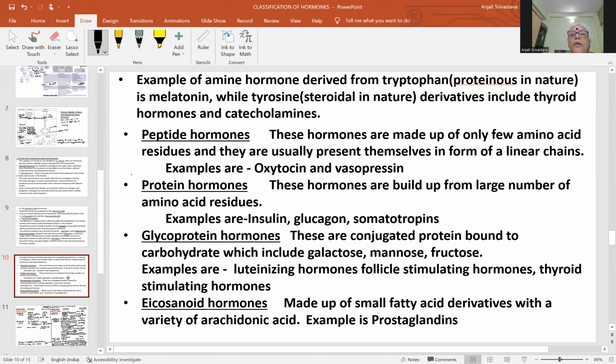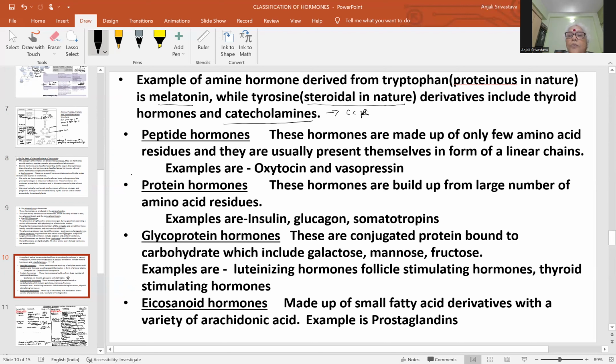The example of amino hormone derived from tryptophan is melatonin, while tyrosine derivatives include the adrenal hormones and catecholamines. Catecholamines, if you remember, we saw in the last class. These catecholamines include certain adrenal hormones, medullary and cortical hormones, which are epinephrine and norepinephrine. So these are the examples of amine hormones.